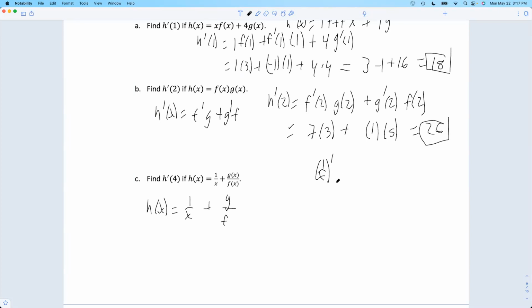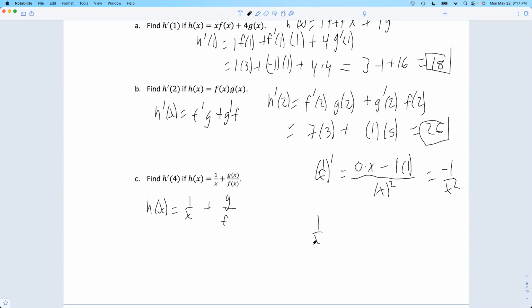I'm going to do this 2 different ways. I could do this using quotient rule. The derivative of the top, the derivative of a constant is just 0, times the bottom, minus the derivative of the bottom, derivative of x is 1, times the top, all over the bottom squared. 0 times anything is 0. I just get negative 1 over x squared. That's using quotient rule.